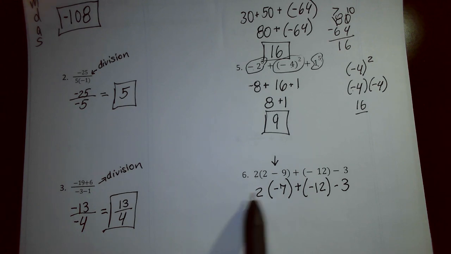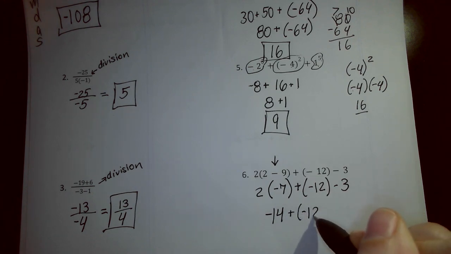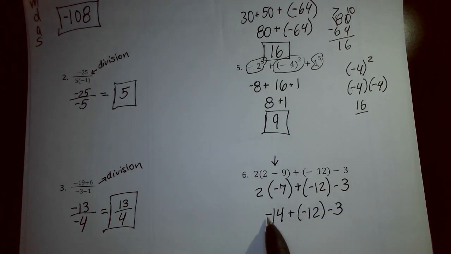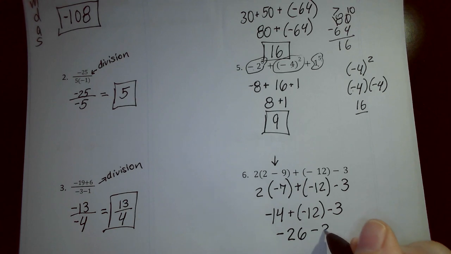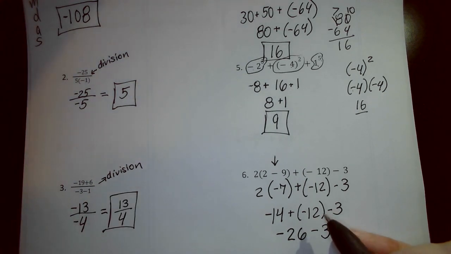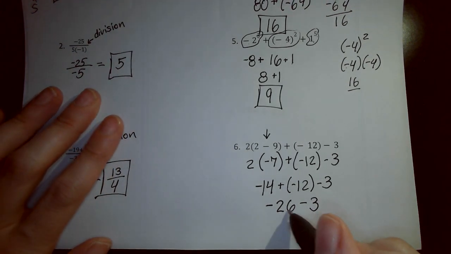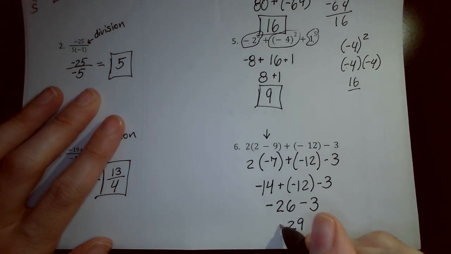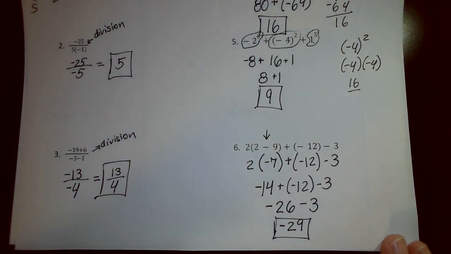Next up, I have addition, subtraction, and multiplication right here. 2 times negative 7. So I'm going to get negative 14 plus negative 12 minus 3. Negative 14 plus negative 12 is negative 26 minus 3. Now it's a negative plus a negative, or we're subtracting. So we do 26 plus 3 is 29. Keep the negative. So we get negative 29. All right. Now, on your paper, go ahead and turn to the next page.